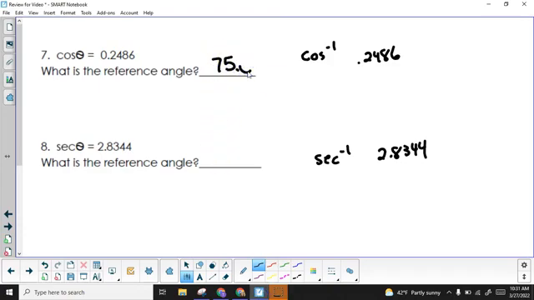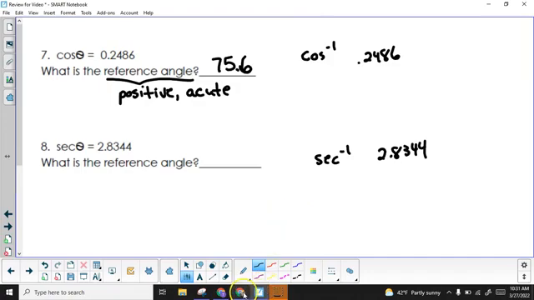And it actually asked us, what is the reference angle? Remember that reference angle has to be a positive acute value. And we have that here. 75.6 is positive, and it is acute because it is between 0 and 90.